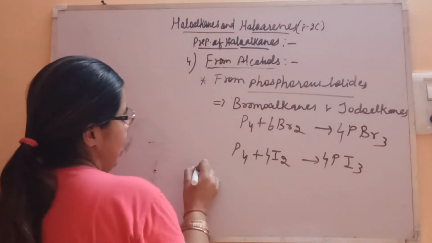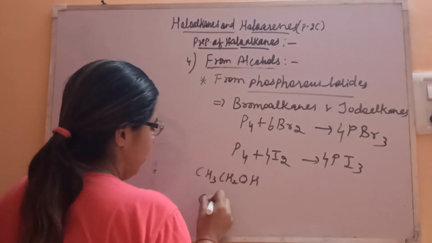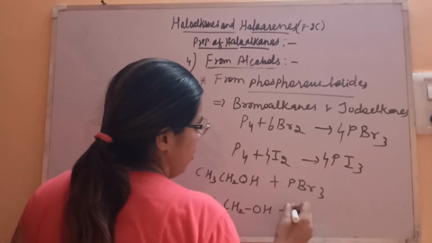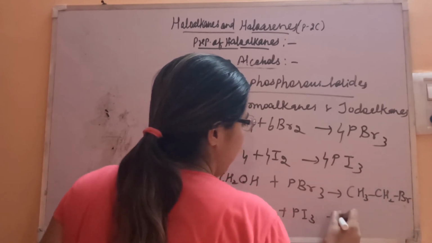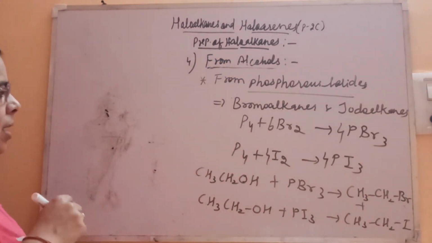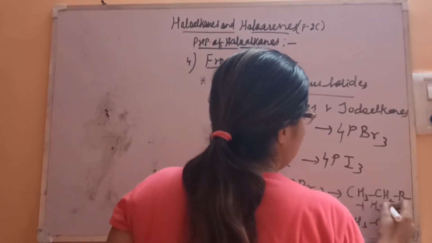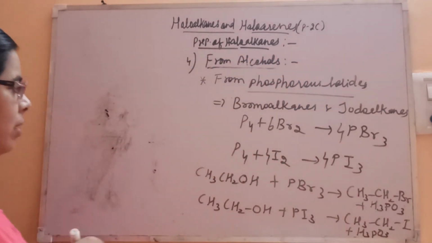So let's treat alcohol. Again, this is by refluxing only. Treat with PBr3. Here take PI3. Here you will get bromoethane, and here you will get iodoethane. And then what are the side products here? I think phosphorous acid only you will get here. Phosphorous acid you will get as the side product. So this is the reaction.